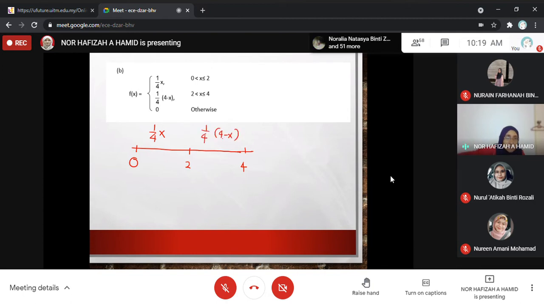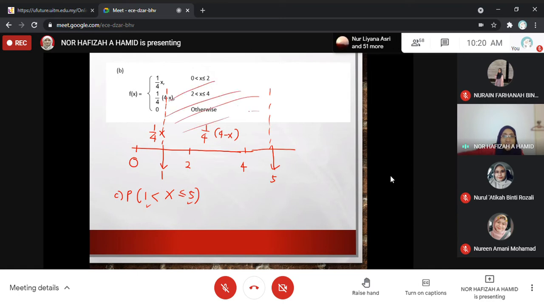Okay, so for question C, we need to calculate probability x less and equal to 5 but greater than 1. Okay, so kita nak 1 until 5 lah. So kita ada 1 kat sini and 5. Okay, so kita nak this region. Okay, from 1 until 5. Okay, so you nak calculate this region.